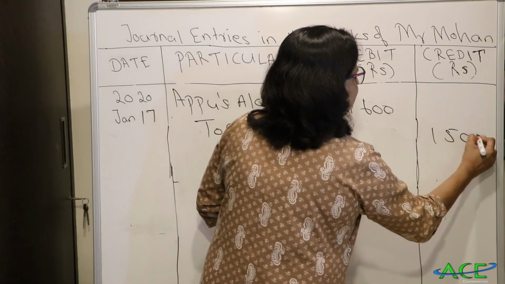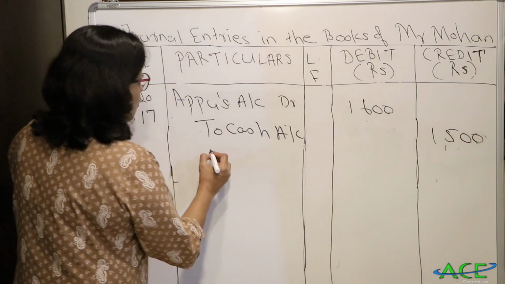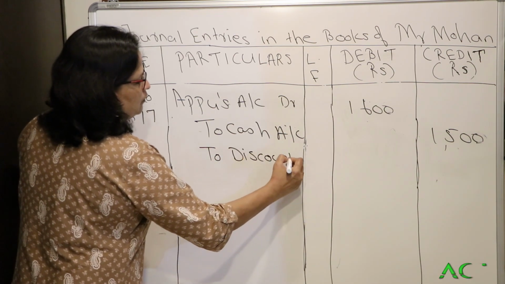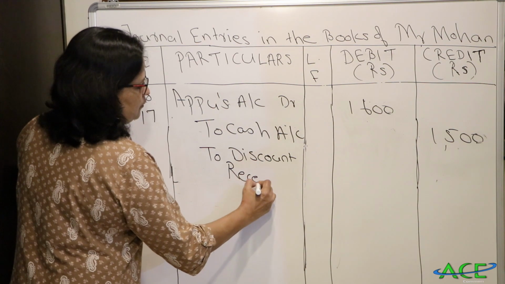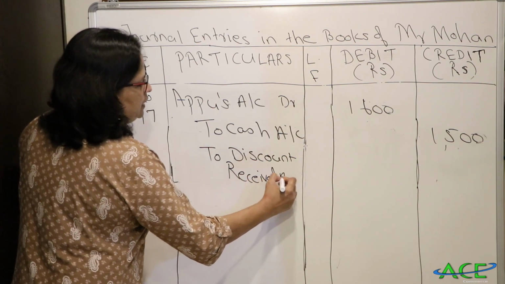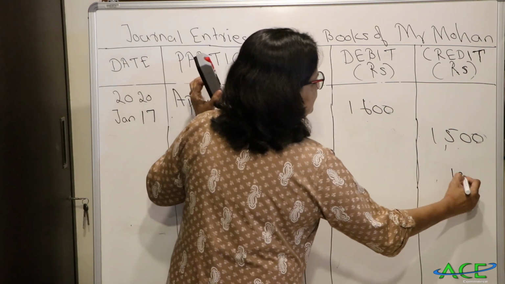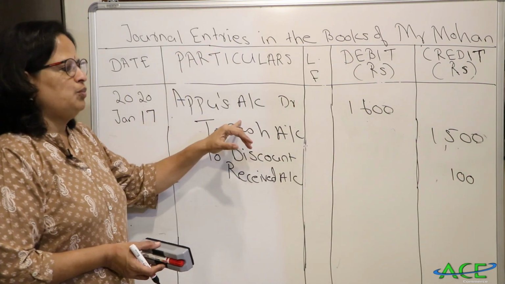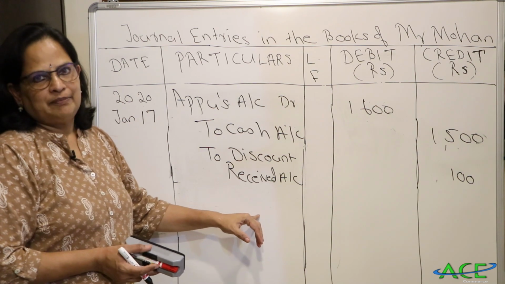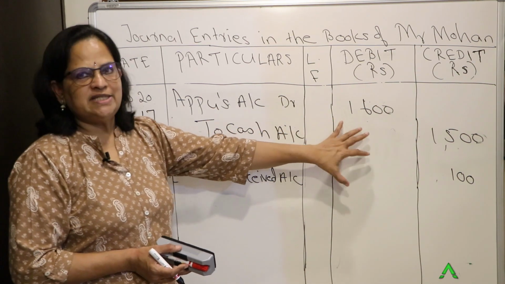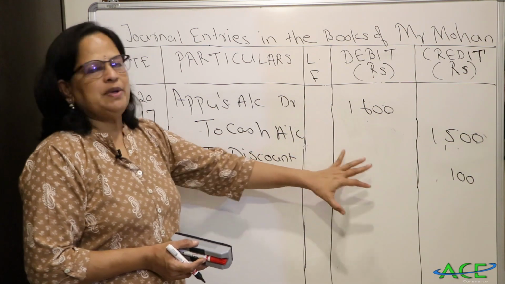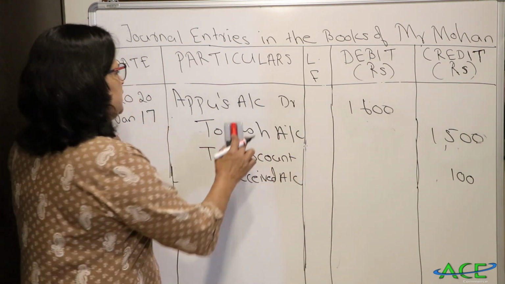1500 and to discount received account 100. So you can write the narration: being cash paid to Mr. Appu in full settlement of his claim. So Appu's account 1600 was the amount due to him. He is allowing 100 rupees discount and cash paid by the firm is 1500.